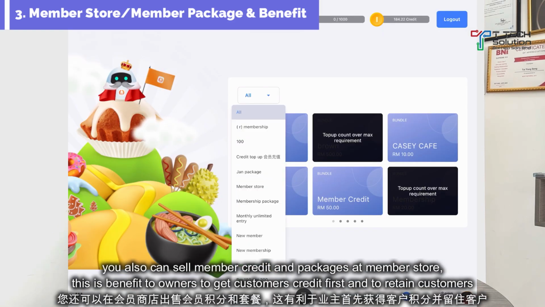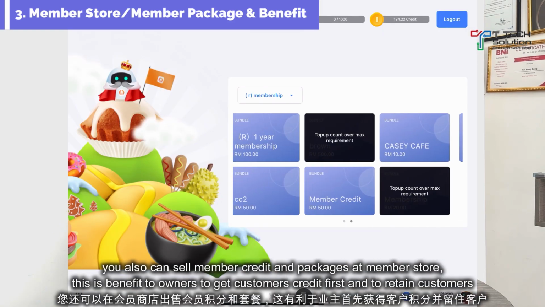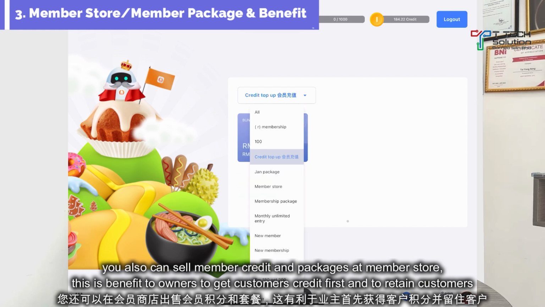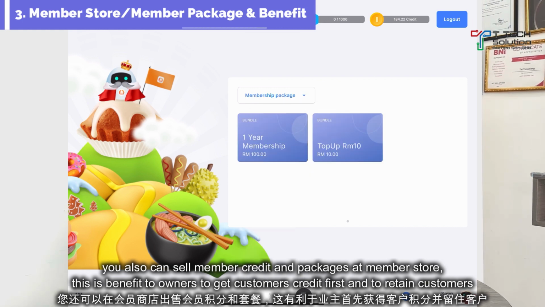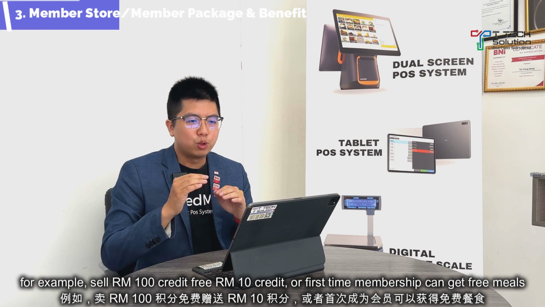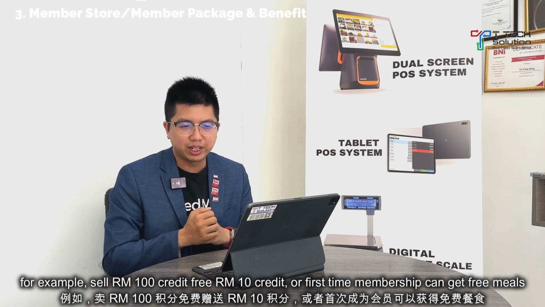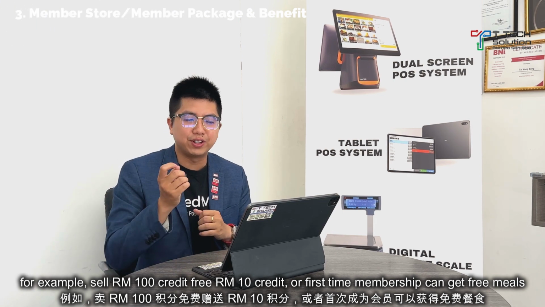And you can also sell the member credit and package at the member store. This is to benefit the owner to get the member credit first and retain the customer. For example, selling a 100 credit and giving a free 10 ringgit credit. Or the first-time membership can get free meals.